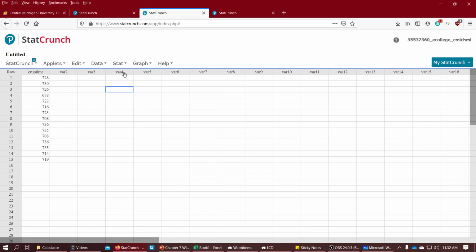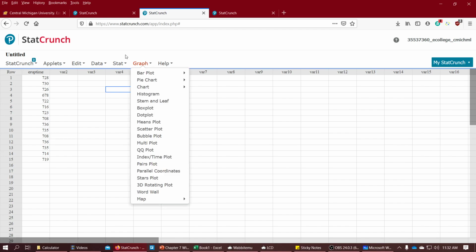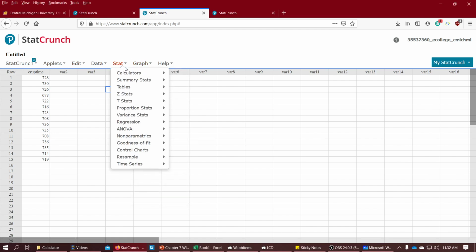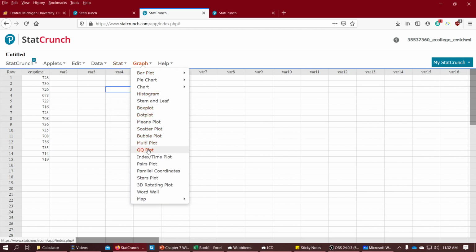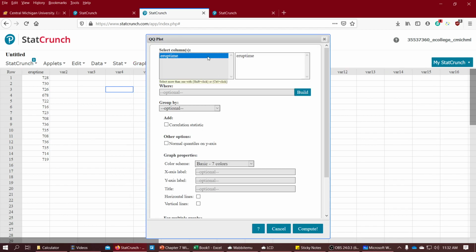Okay, so what we want to do is, we've used the word probability plot. The other name for that is called a QQ plot, and it's called QQ for quantile. So I'm going to click QQ plot. I'm then going to put over my variable, and I'm going to click this add correlation statistic. That's the statistic we're going to use to be able to test formally whether or not this is normally distributed.